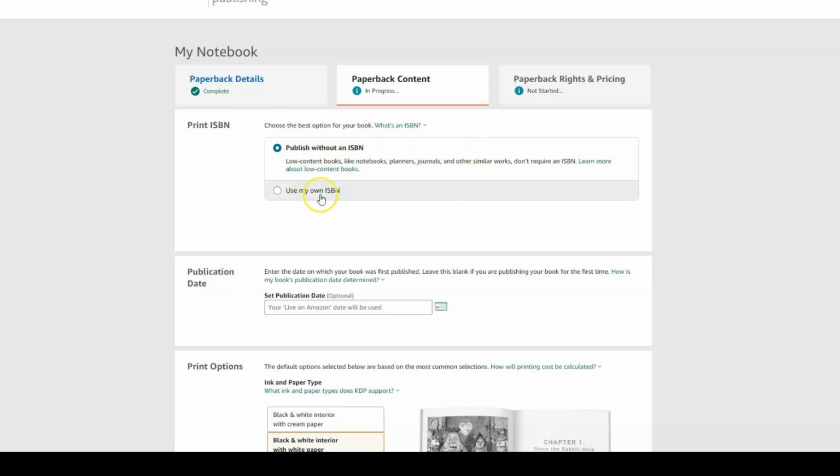And the only reason that people use their own ISBNs is because some people might want to publish on other sites that are not Amazon, and other sites don't accept Amazon's free ISBN. So for those reasons, people will use their own ISBN. But as we're only going to publish on Amazon, because in fact it's the only platform that I know of that allows us to publish low content books like notebooks, we're just going to go without an ISBN.